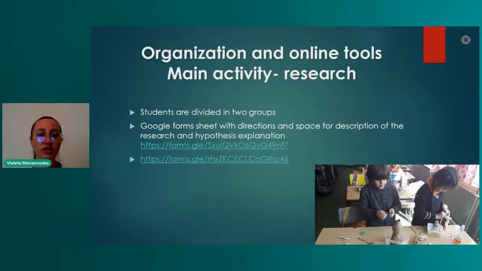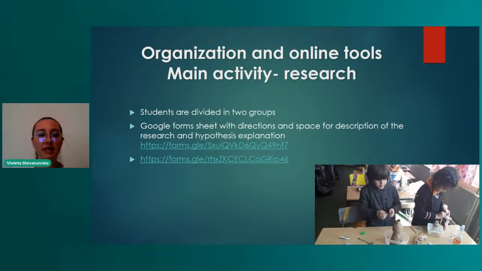So I decided to use Google Forms. I divided them in two groups. One group had materials as in the recipe for the volcano, as it has to be. So they had the exact materials. And the other group had less acid.